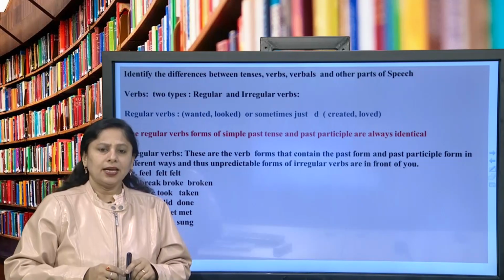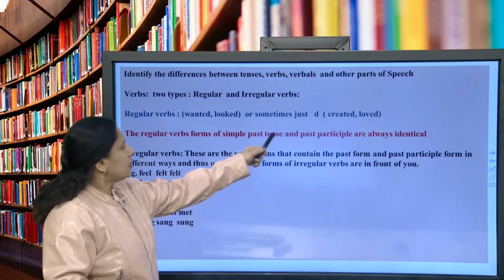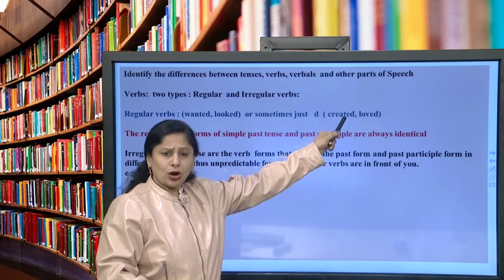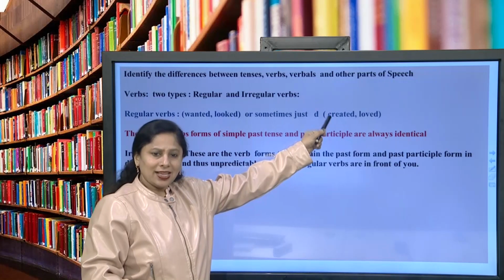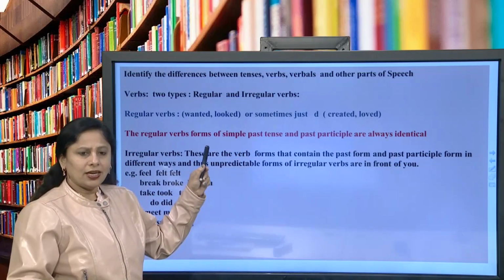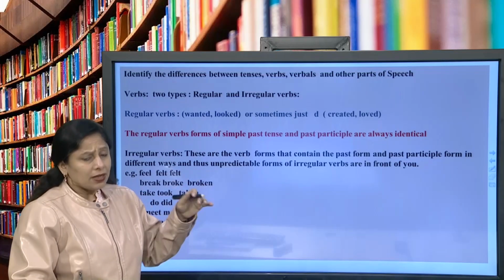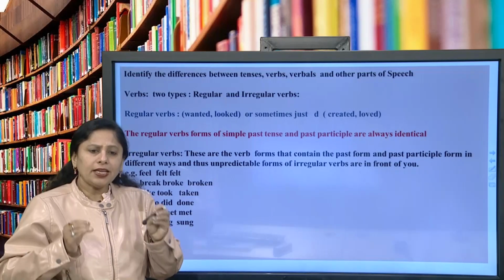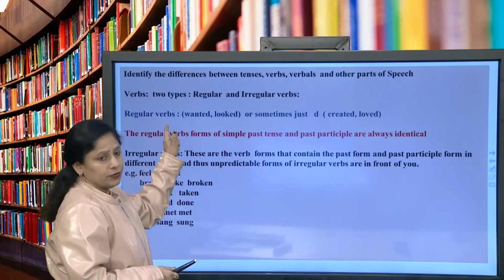You can see the examples are written over here. Wanted, looked, created, loved, walked, talked, discussed, remembered, asked, replied. Where there is d or ed or t, d that is spoken as t so far as the phonetics is concerned, but actually the word will be quite similar and it would be very easy for you to understand when it is the matter with the regular verbs.